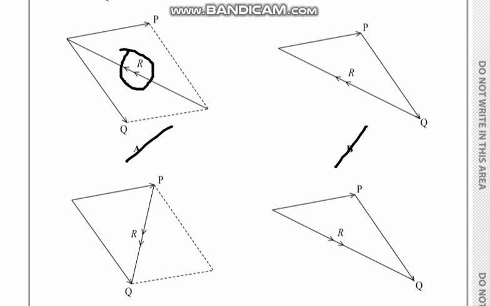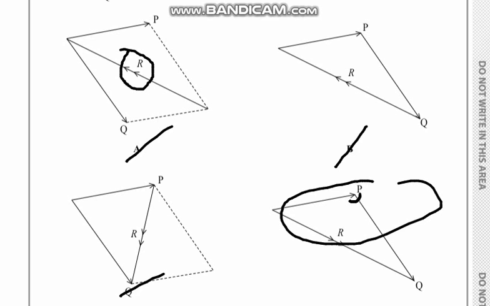For option C, we can't have tails on the same side of the head, so C is not our option, and we are left with D, so our answer is D. As you can see clearly that P is on the head or tail, R is moving on the correct direction.